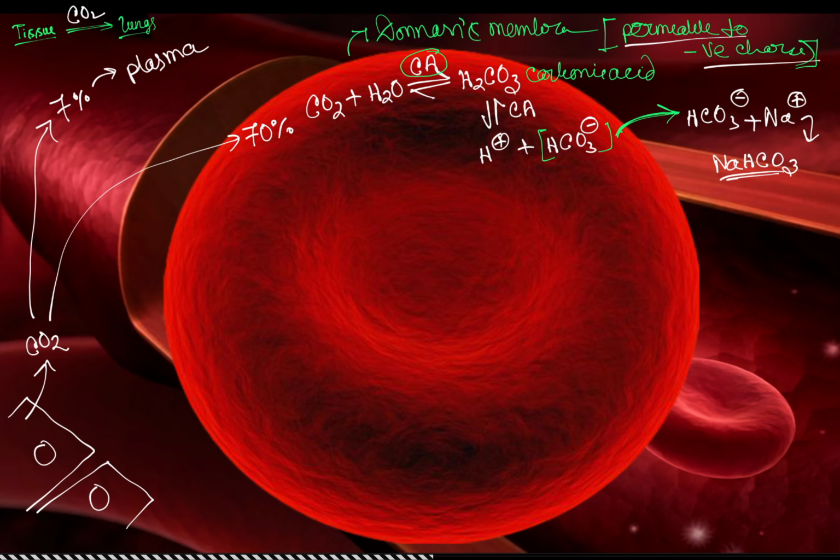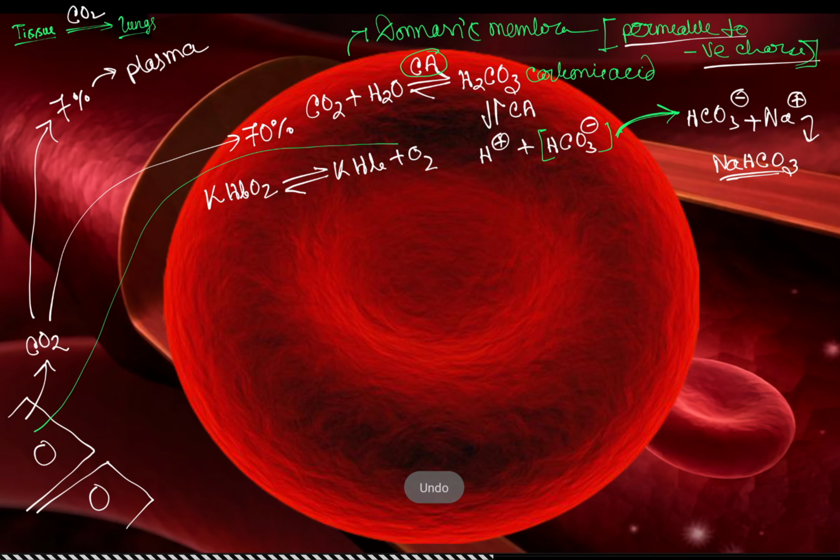Then in our RBC there is KHbO2, which is potassium oxyhemoglobin. Okay, this potassium oxyhemoglobin will again dissociate into KHb and O2. This O2 will go back into the tissue cells. Now that is an important source of oxygen to the tissue. This KHb will again dissociate into K plus and Hb.